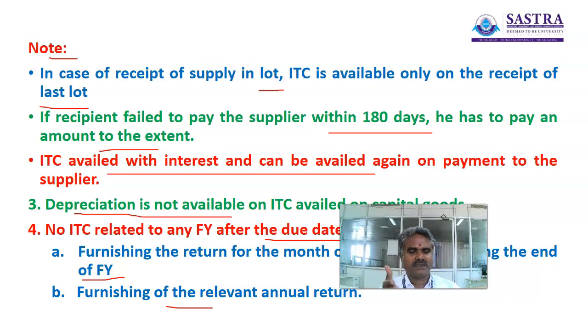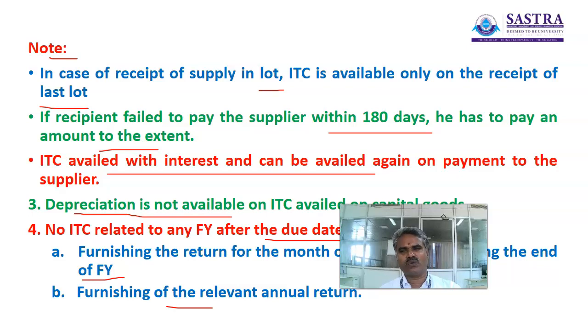Suppose you buy goods in January, but you have to claim before September of this year. Or furnishing of the relevant annual return. The date of furnishing the annual return is 31st December. Whichever is earlier, probably the month of September will be the last date or due date for ITC. So you have to pay the money within 180 days, 6 months they give. Okay.